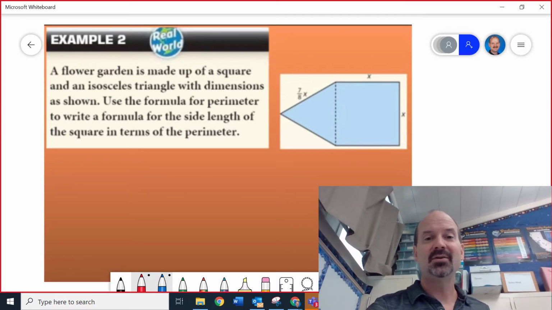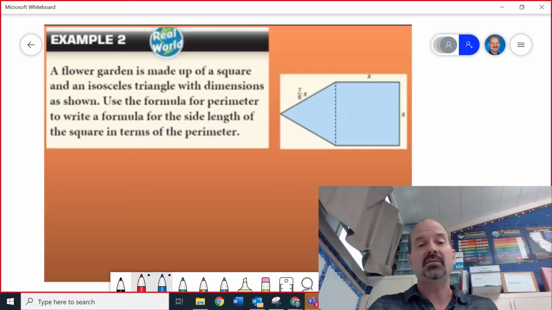All right, so on this one, it's a word problem. So first we got to write down the equation, and then we can solve it for what they're talking about. It talks about a flower garden that is made up of a square and an isosceles triangle. Good thing they gave us a picture, right? And then use the formula for perimeter to write a formula for the side length of the square in terms of the perimeter. Well, let's just start with perimeter.